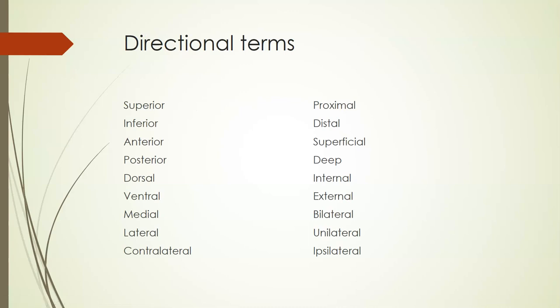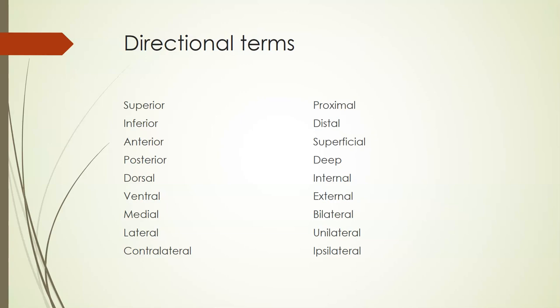As a review again, we have to remember the directional terms. Directional terms can talk about how something moves. They can also talk about how one structure relates to another structure. So remember, superior is above or upwards, inferior is below or downwards, anterior is to the front or in front of, posterior is to the back or behind, dorsal is exactly the same, to the back or behind, ventral is to the front or anterior, same word used there. Medial is to the middle, lateral is to the outside.